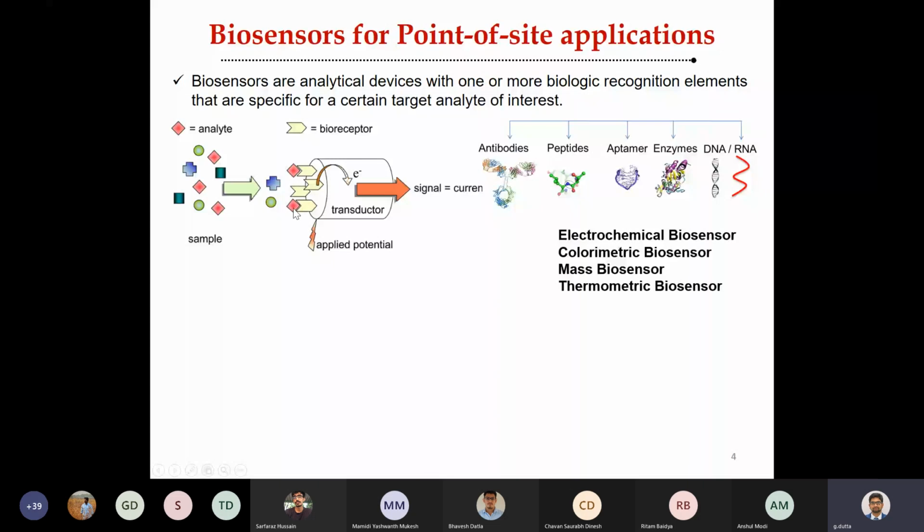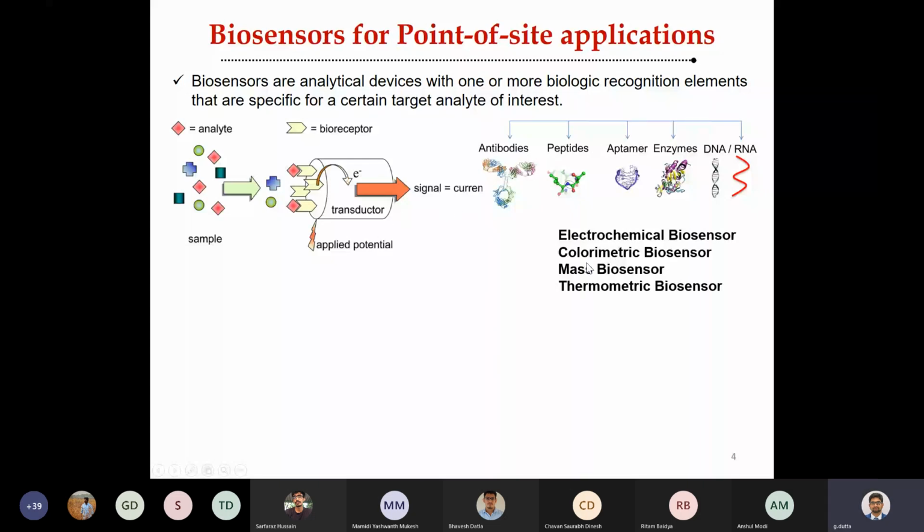Now the analyte will bind with the bioreceptor, and when we apply some input, we will get some output. Depending on your input or output, we can give a nomenclature to the biosensor. It can be electrochemical. Electrochemical means you put in some electrical input, like potential, and get some output, like current. So this is electrical, and it is called the electrochemical biosensor.